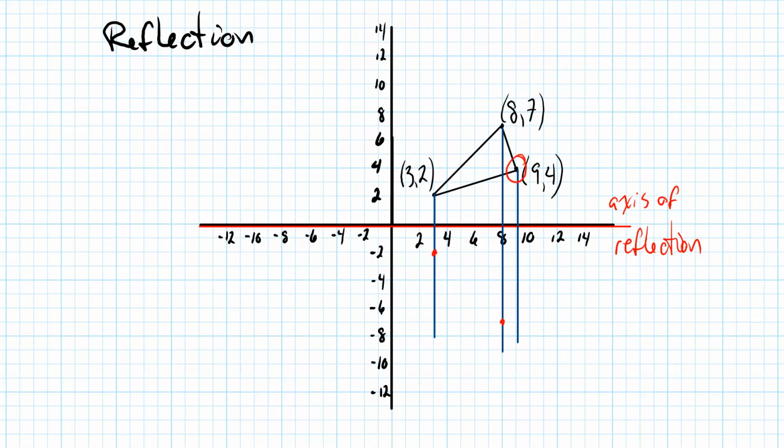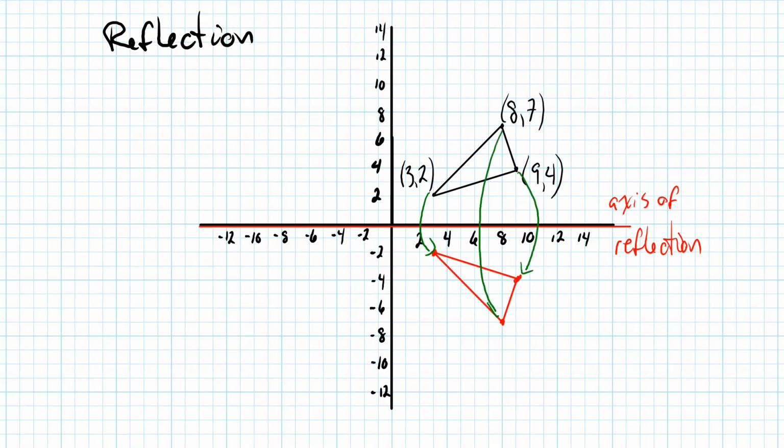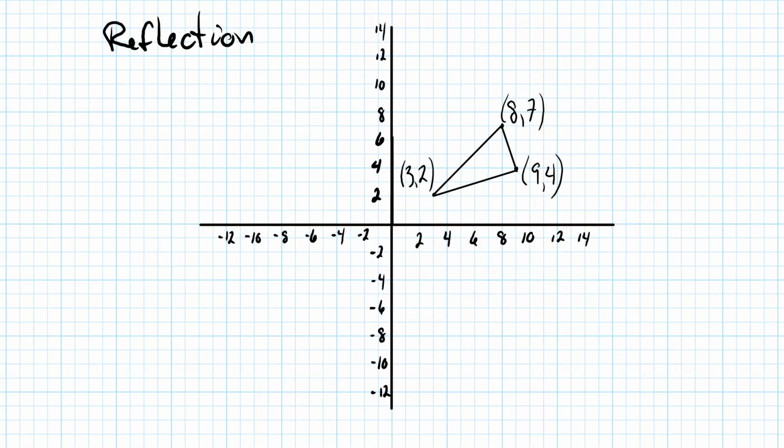And for the third coordinate, we went over 9 and up 4, so this time we'll go over 9 and down 4. Then we can use each of those 3 points to join them together, and that gives us our image. Now, just to make it a little easier to see, we'll delete those 3 construction lines, and you can see now that it's reflected in the x-axis. So this point maps to that one, this one to here, and this one obviously goes to there. Now that was a reflection in the x-axis.